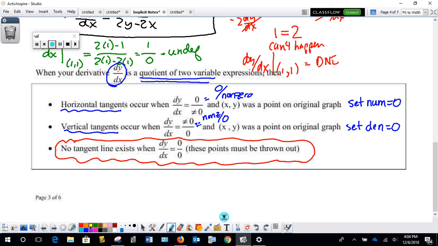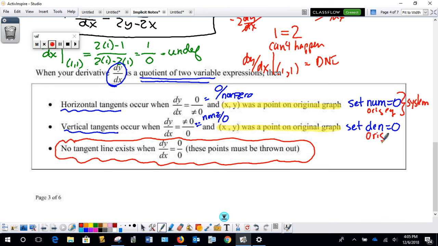Now, I added something to these notes: you have to always remember that in order for this to even be a discussion, (x, y) has to be a point on the original graph. The reason I put that in there is that typically when you are doing these problems, you actually end up with a system. The system is, in this first case, equation 1 is set the numerator equal to 0. Equation 2 is the original equation, and these two things are going to make a system.